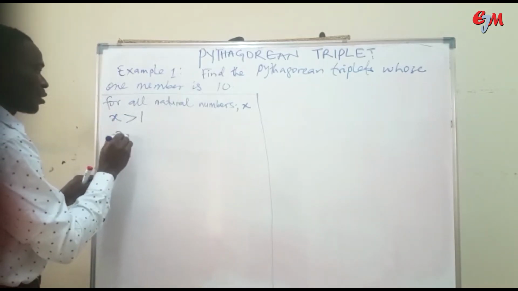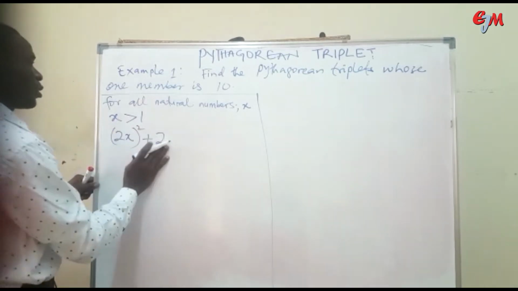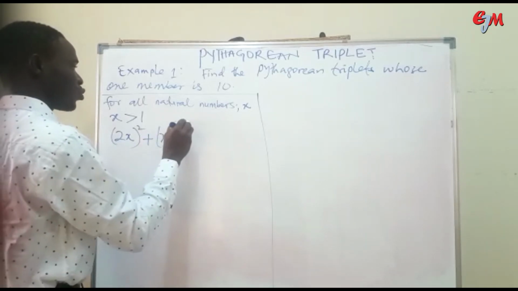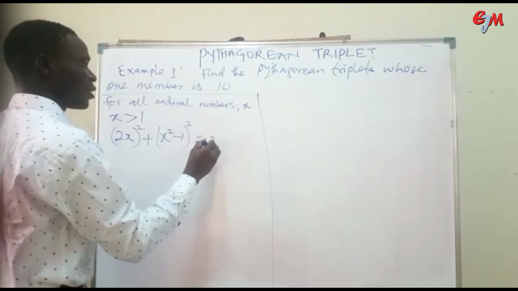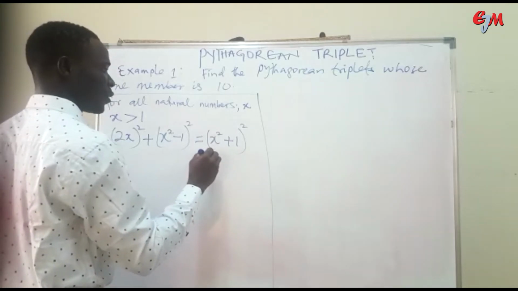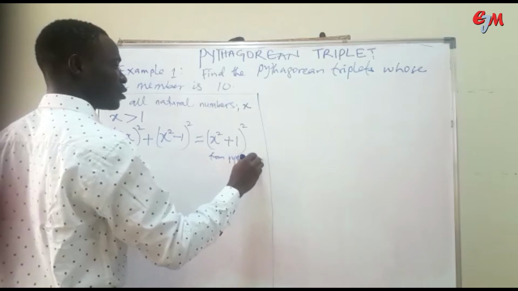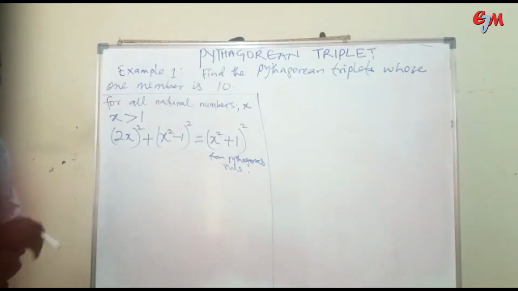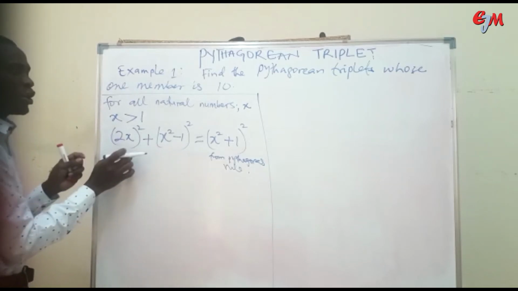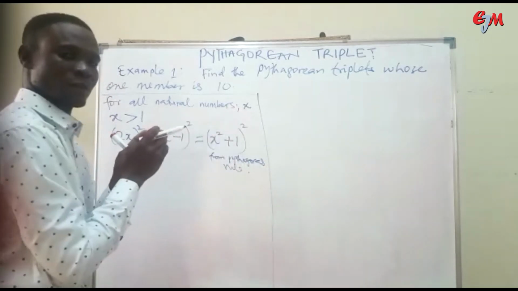(2x) squared plus (x squared minus 1) all squared is going to give us (x squared plus 1) squared, from the Pythagorean rule. Alright, now let us bring out the left hand side. We are trying to prove that this particular expression will give us this particular expression.